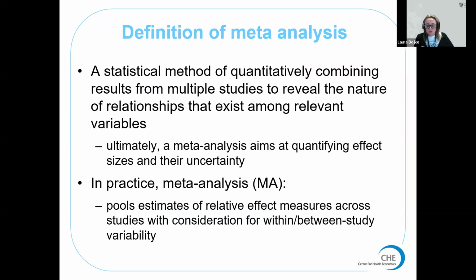So before we go on to what is needed to inform a meta-analysis, what exactly is a meta-analysis? Okay, so it's been defined as a statistical method of quantitatively combining results from multiple studies to reveal the nature of the relationships that exist amongst relevant variables. So ultimately, a meta-analysis aims to quantify effect sizes and their uncertainty as well.